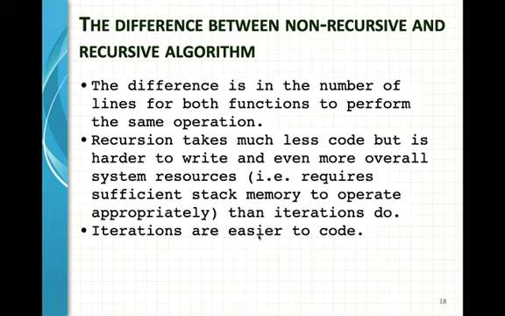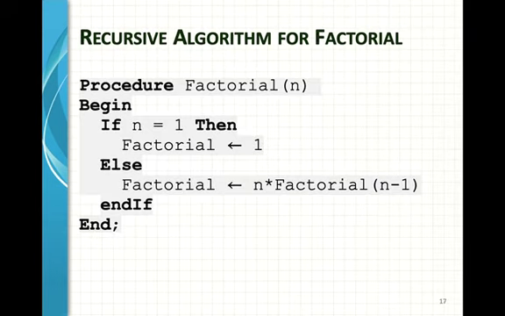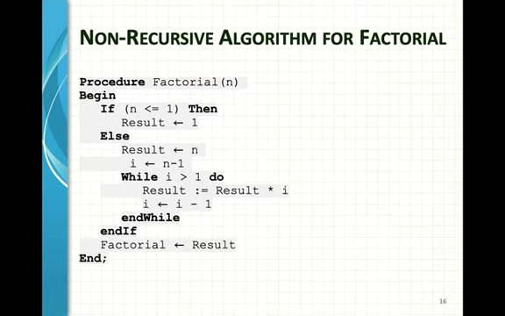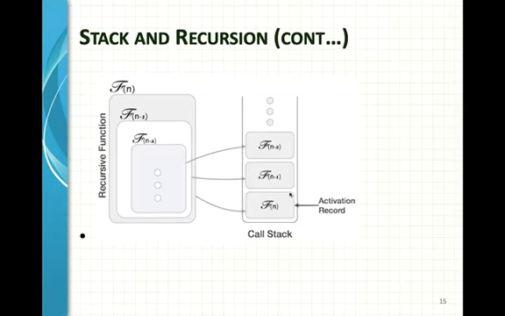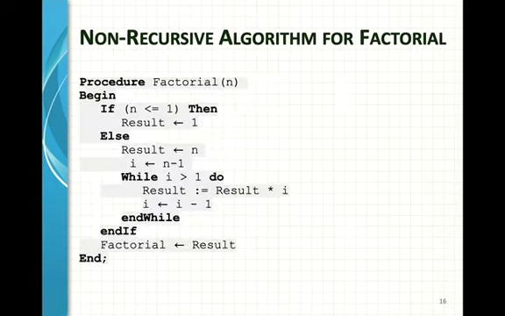So iterations are easier to code whenever we are thinking about the implementation side, because in case of recursion every time we have to keep the activation record, so any recursive algorithm needs a huge amount of memory, that is the stack memory. But in case of looping, we do not need any stack memory. So this is the basic difference between recursion and non-recursion. Okay.